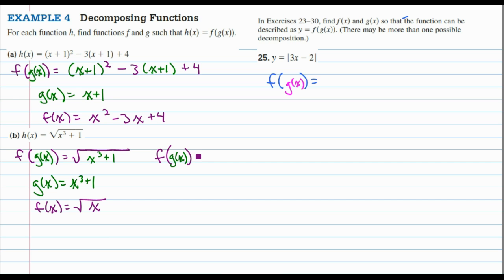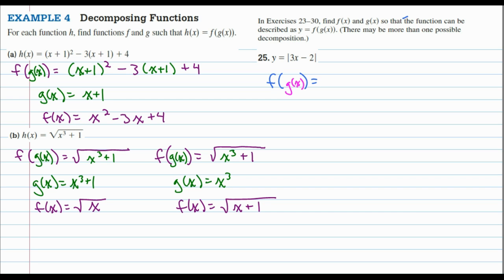Option 2, what if g of x was just x cubed? That means f of x is the square root of an input plus 1. So g of x could be identified as just x cubed. And then f of x would be the square root of an input variable, which I plugged g into, plus 1. Either one of those would be perfectly good decompositions of h of x.